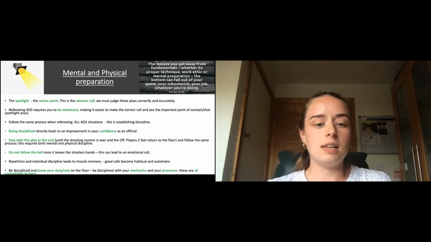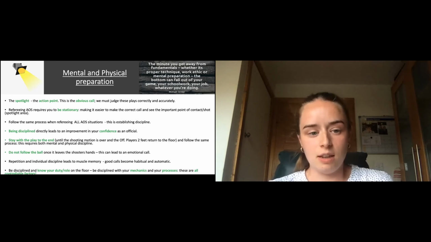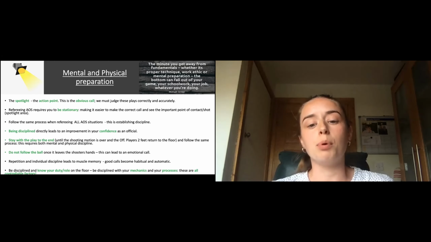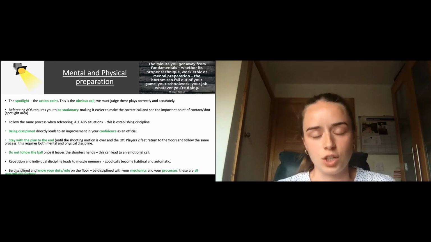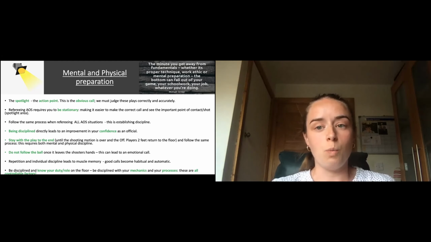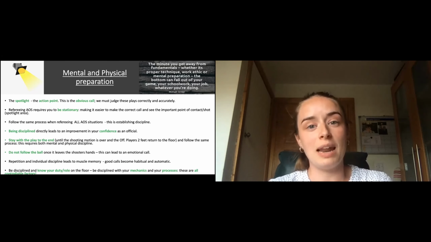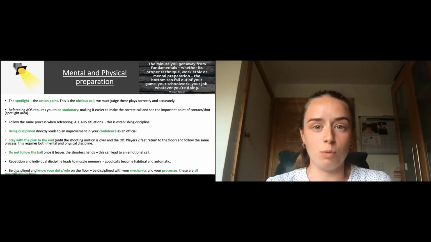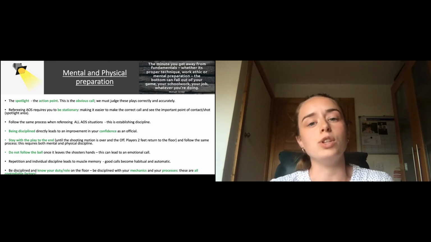Next on then is when we are disciplined, this directly leads to an improvement in your confidence as an official. So for example, with active shooting, if we follow that 0, 1, 2, 3 process and we put the 5 Bs in place and we have all our IOTs polished and looking good, we're then going to make the correct calls more frequently. And therefore, our confidence is going to go up in ourselves, but also the confidence in how we judge these plays and how the players and coaches believe that we're judging these plays consistently is going to go up as well.